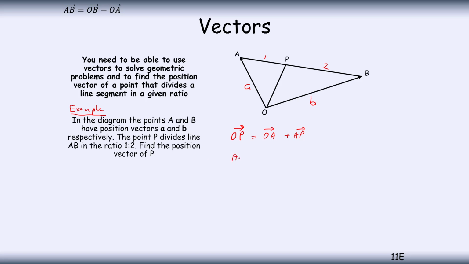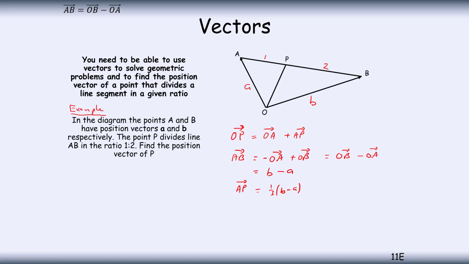So AB. Now to get AB, I can travel back here, so negative OA plus OB, which is the same thing, so I'll write it here as OB minus OA. OB is B and OA is A, so B minus A. Now, as we said earlier, AP is a fraction of that, so AP is given by 1/3 of B minus A. So that's our AP there. It's 1/3 of the whole length of the AB.